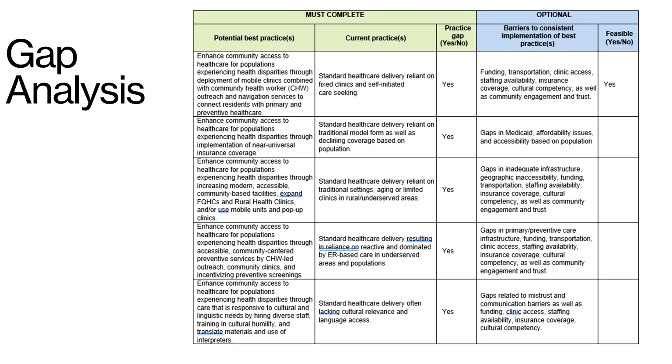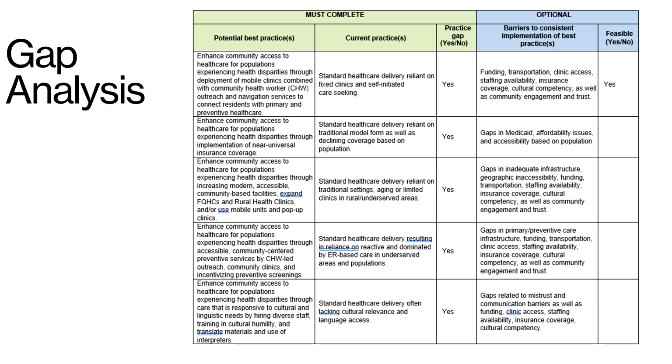Improvement project identifies significant gaps in healthcare access for underserved and rural populations. The analysis highlights that best practices, such as community health worker outreach and mobile clinics, are not consistently implemented due to barriers like transportation, insurance coverage, and community engagement. Current practices rely heavily on traditional clinic-based care, which often fail to reach those most in need.